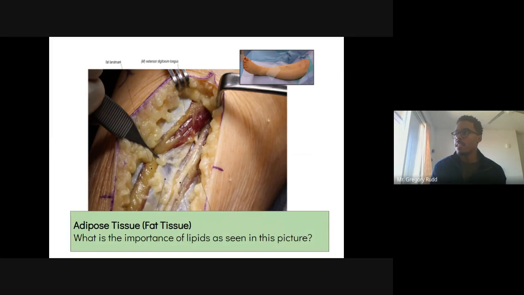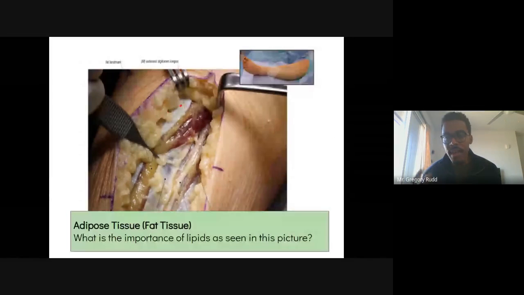So this person is getting some type of surgery done on their lower leg. And we can see the amount of fat that's present there. Now, some fat is good for our bodies. We need to have some fat tissue present. Why do you think that is? Why is some fat good for our bodies? What does it do?